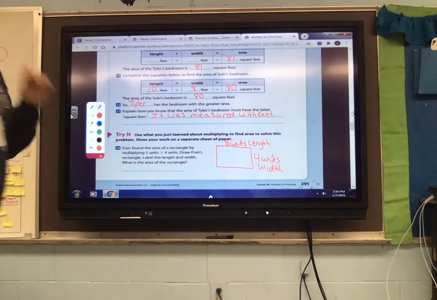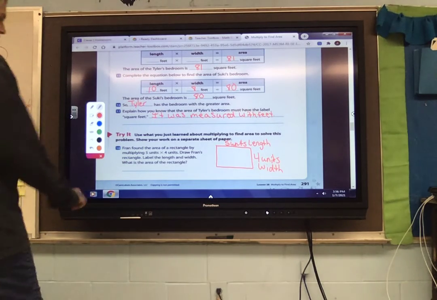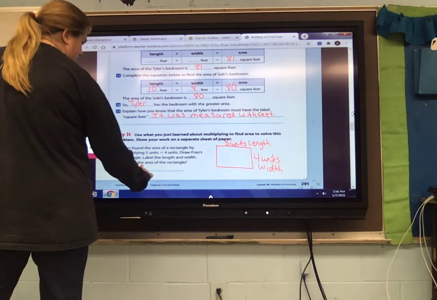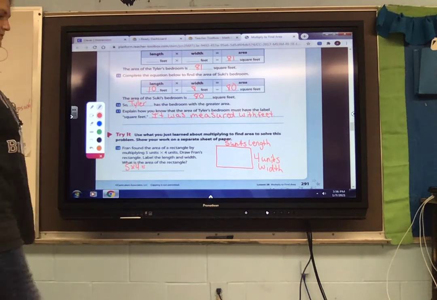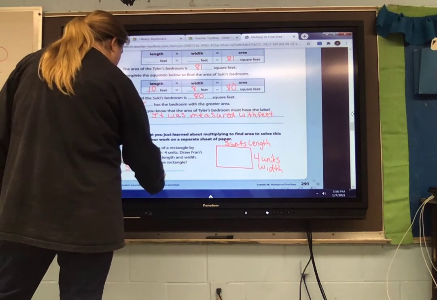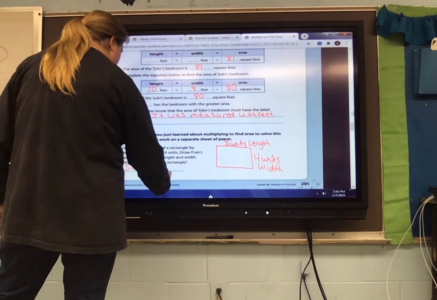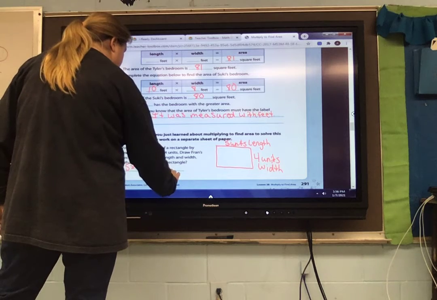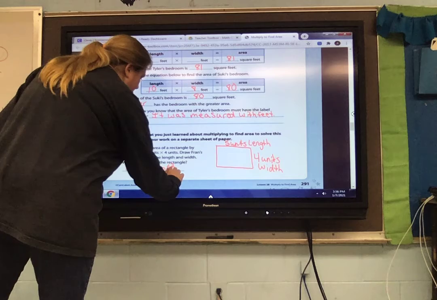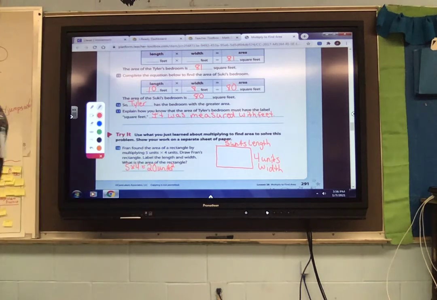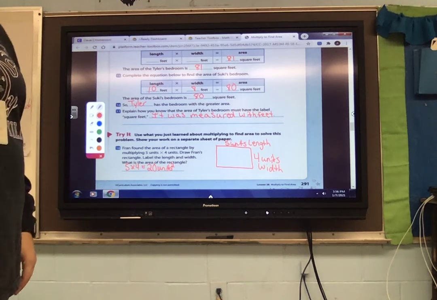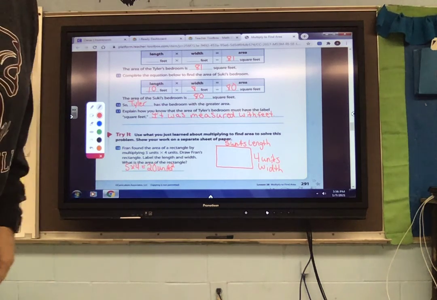And then it asks me to find the area. So to get area, we do length times width. And what is 5 times 4? 5, 10, 15, 20. And we got to label that 20. I'm going to write units, and then I'm going to square it by putting my little floating 2. I forgot my S, didn't I? We'll squeeze that S in there. So 20 units squared.